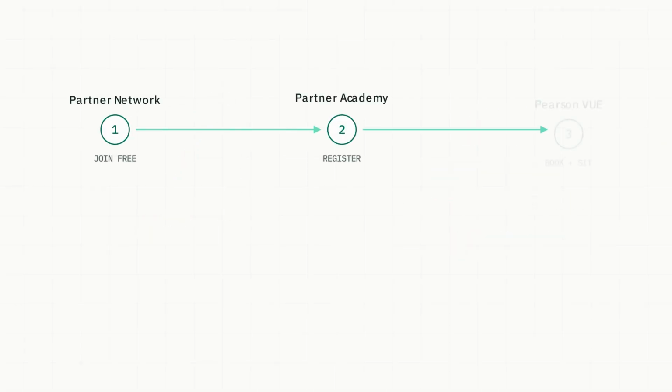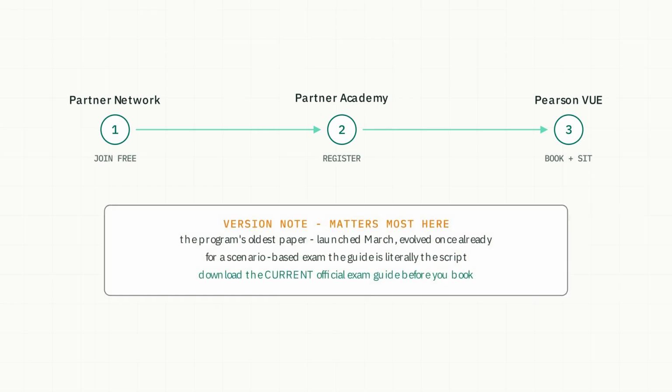Registration is the series standard path: Claude Partner Network, Partner Academy, Pearson VUE, all walked in detail in the first video. One version note that matters more for this exam than any other: this is the program's oldest paper, launched in March, and it has already evolved once. Everything in this video is checked against the current published guide, but the standing rule is doubled here. Download the current official exam guide before you book.